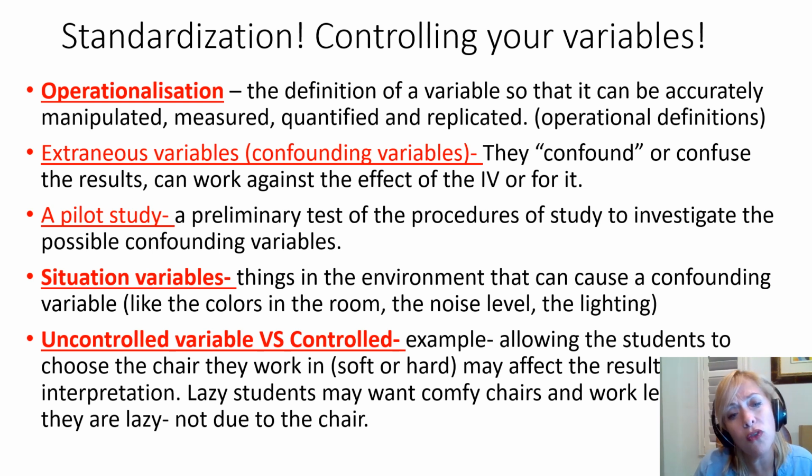And there's something also called uncontrollable variables versus controlled. Now, an example is allowing students to choose the chair they work in, soft or hard, that may affect the results, like the productivity level. Now, lazy students may actually want a comfy chair. They might work less because they're lazy. But what if you're hardworking and you could still use that comfy chair, but you use it for higher productivity?